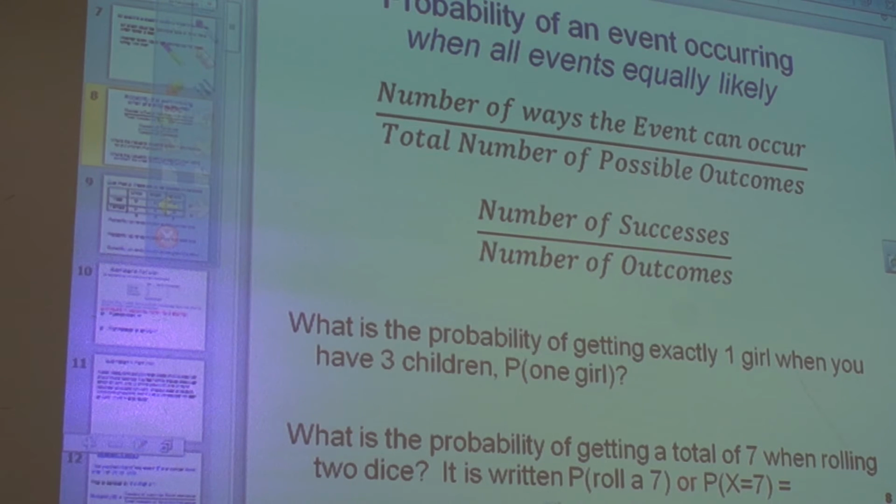Or you have marbles, you draw one randomly. So when it's random like that, the probability of an event occurring is the number of successes divided by the total possible outcomes. That's something that's key to keep in mind, that carries through everything.